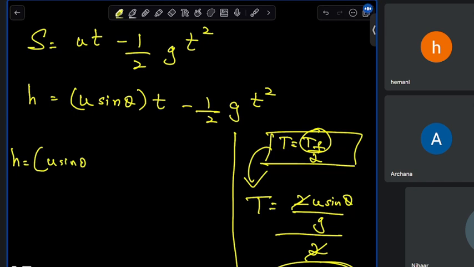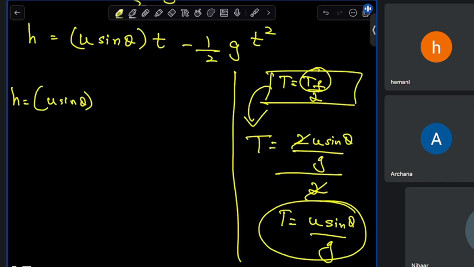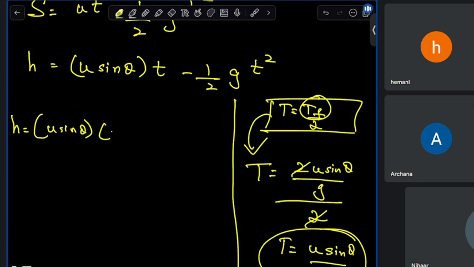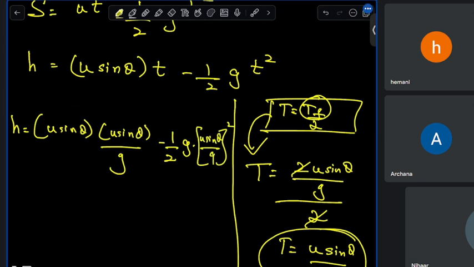We got the value for T, which here is U sine theta by G. Oh, crazy. Same thing. So U sine theta, but this time it is divided by G. Minus half as it is, G as it is. Instead of writing T square, you know what to write. I'll open bracket there. I'll put square. You'll write U sine theta divided by G. That's all. I'm supposed to solve right now. H is equal to, there are 2 parts in the answer. The first part I'll solve.